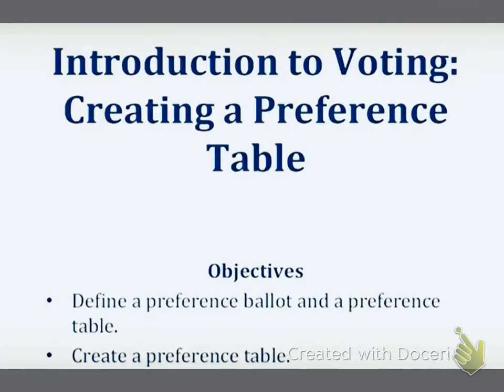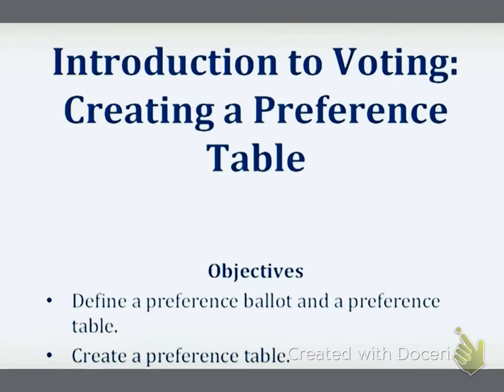Alright students, so this is our first video for the voting theory unit. And so what are we going to do in this mini lesson here? So what we're going to do is we're going to first figure out what ballots are and think about preference ballots, and then create a preference table. So that's what we're going to talk about.